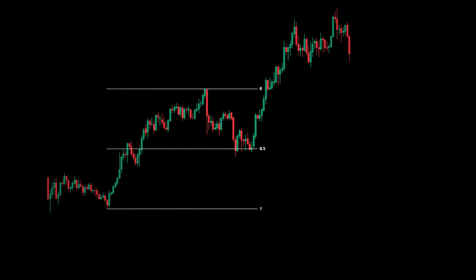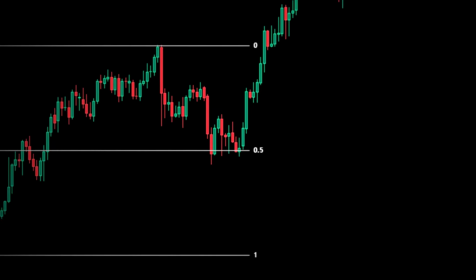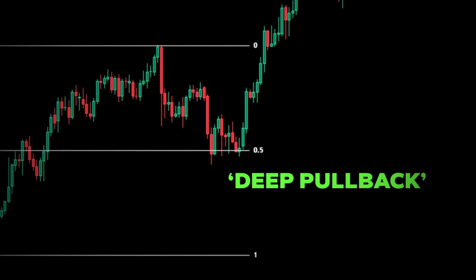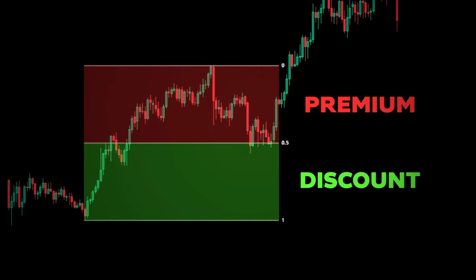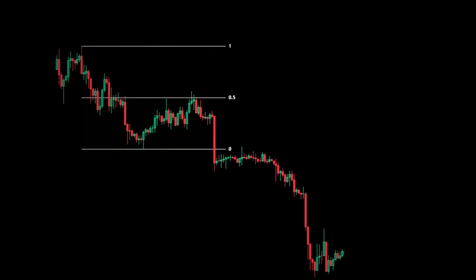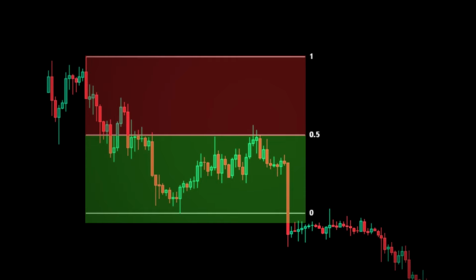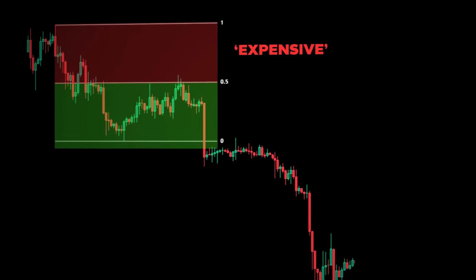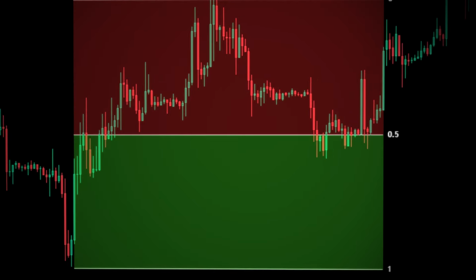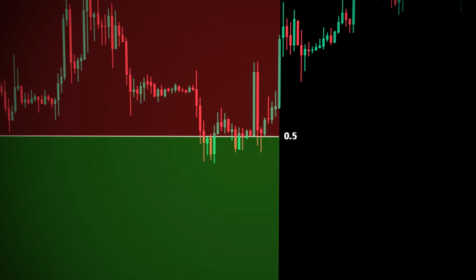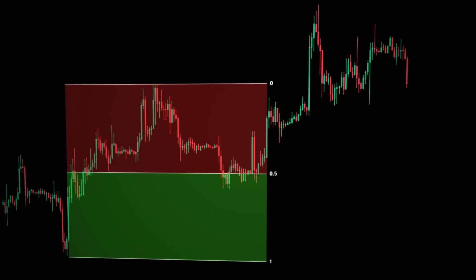When price retraces to the 0.5 or lower, this is what we consider a deep pullback. This concept is also referred to as premium and discount, which you can learn more about in one of my other videos. In a bearish market, if price is at premium, then it's considered expensive, which suggests that we should be looking for short opportunities or taking profits on longs. While if it's in a discount area in a bullish market, we typically want to look for long opportunities or to take profit on shorts.